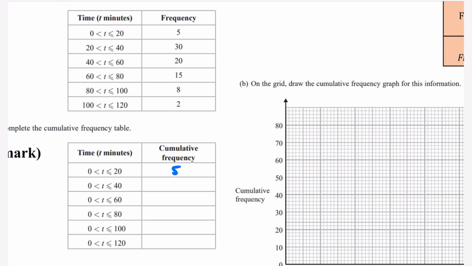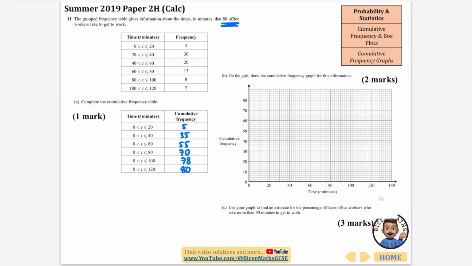So the first one is 5, then I'll do the 30 plus 5, which is 35. I'll then add on the 20 from the next layer, which takes me to 55. I'll add on the 15, and 55 plus 15 is going to be 70. And then I'm going to add on the 8, which gives me 78, and I'll add on the 2, which gives me 80. Now I'm happy with that 80 because there were 80 office workers.